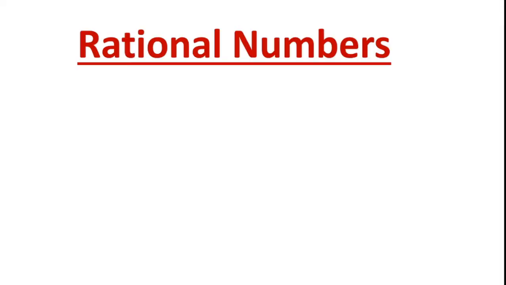Today's topic is about rational numbers. Rational numbers are the numbers written as a fraction with a non-zero denominator. Non-zero denominator means the denominator should not be zero. Every whole number is a rational number. Why? Because it can be expressed as a fraction.